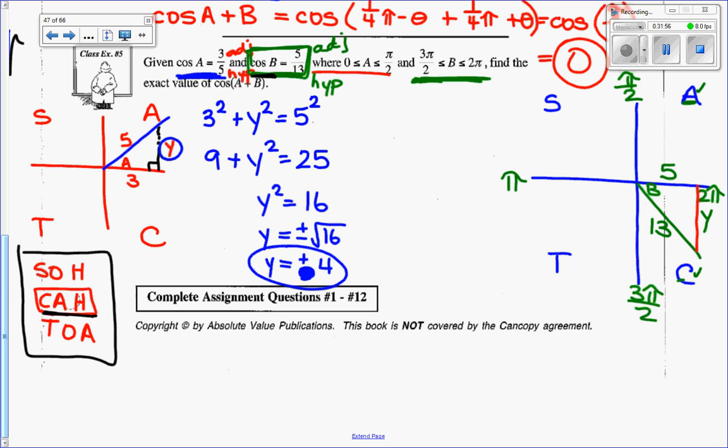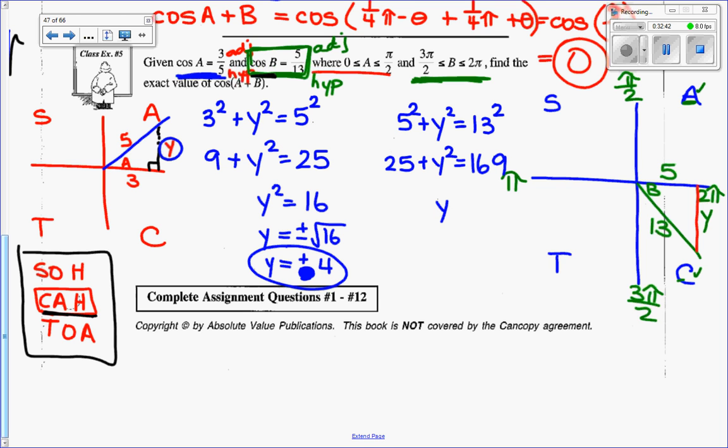We don't know what our y value is, so we're going to have to get it from Pythagoras' theorem. So 5 squared, x squared plus y squared should equal 13 squared. 25 plus y squared should equal 13 squared, which is 13 times 13. Do you have your calculator there? 169.